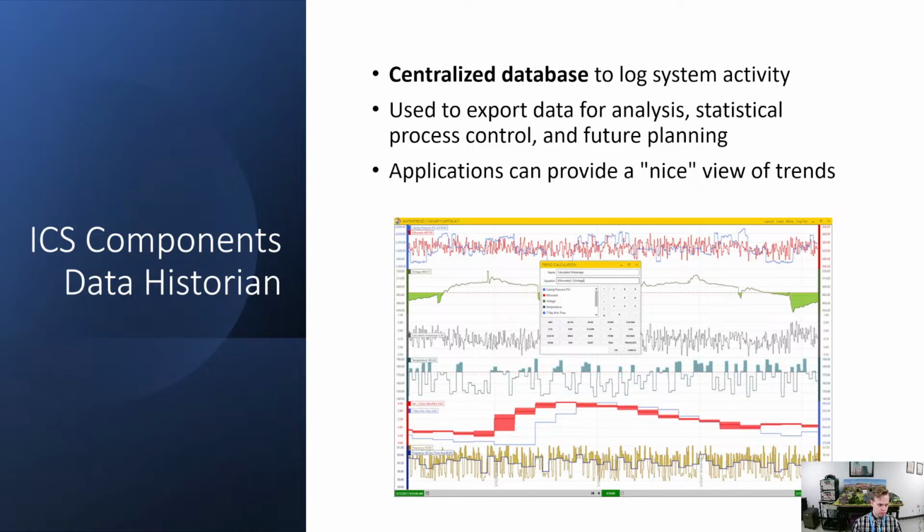So these data historians are used for things such as to export data for analysis, statistical process control, and just future planning for these ICS SCADA systems. These help us optimize their functionality, or if we notice that something isn't performing as we would expect it to, we can see these trends in the data that the data historian is collecting.